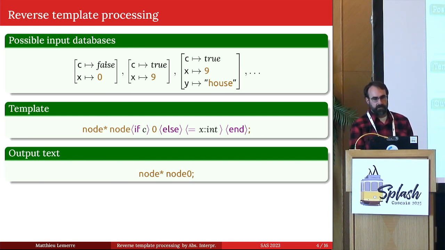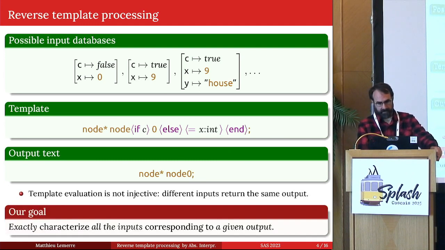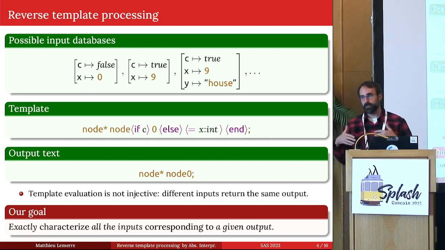So this is the one that we had earlier, but we can also have the case where C is true and X can have an arbitrary value, or X can also be undefined here. Or you can also have other fields that are not used by the template. Basically, we have an infinite number of possible inputs that will produce the same output. And so our goal is to exactly characterize all the inputs that correspond to some output.